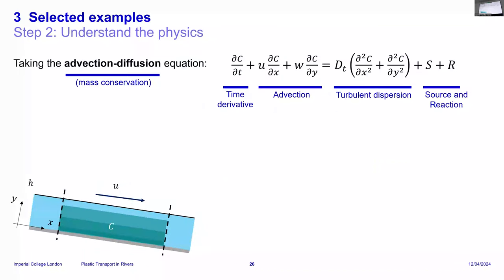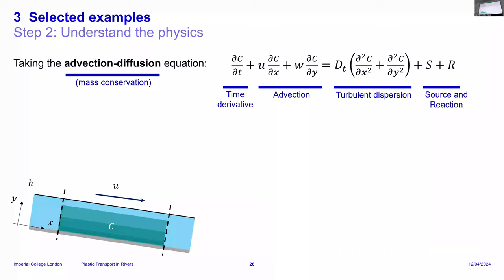Step two, understand the physics. If you have studied fluid mechanics, you may have seen this equation. This is just a mass balance in a differential form, which is the advection diffusion equation. We have the rate of concentration changing over time, the advection, which is the velocity times the concentration, how this is transported, has to equal the turbulent dispersion. So if we have a lot of plastics here, less plastics in here, and turbulence, they will try to flatten this concentration. And then finally, you can have reactive and source terms. So if there's new plastic coming into the flow or into the system, there's a source of plastic or a sink. And if this is transforming, there's a reactive term. Okay, these are the physics.